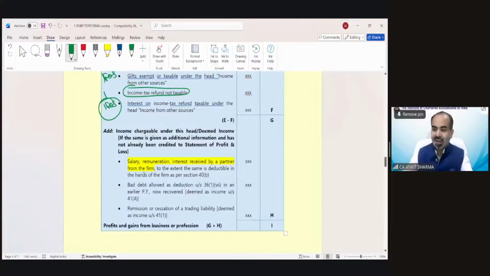There are certain incomes which need to be included. There are certain incomes deemed to be included under this head.